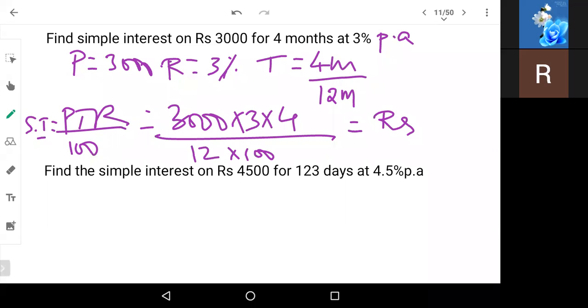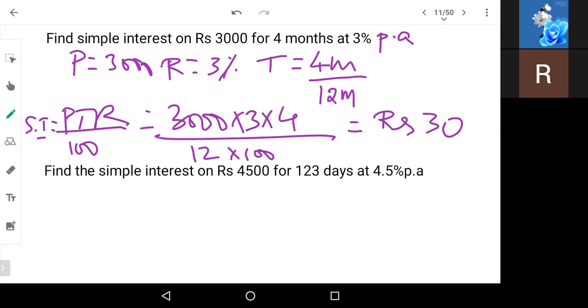27. Are you sure? 3000 into 3 into 4 by 1200. 27 or 30? Check the calculation. It should be 30. So the simple interest is 30. Correct, 30 is the answer. Next question. Find the simple interest on 4500 for 123 days.